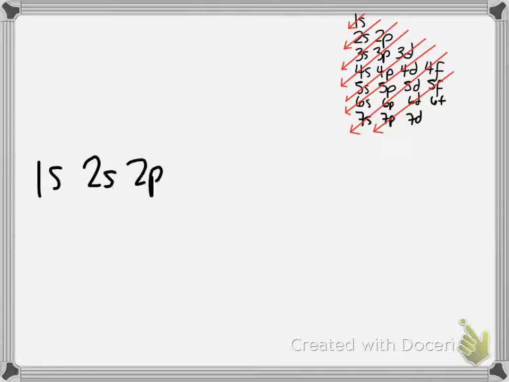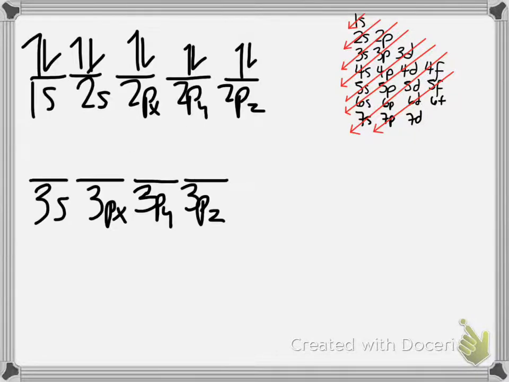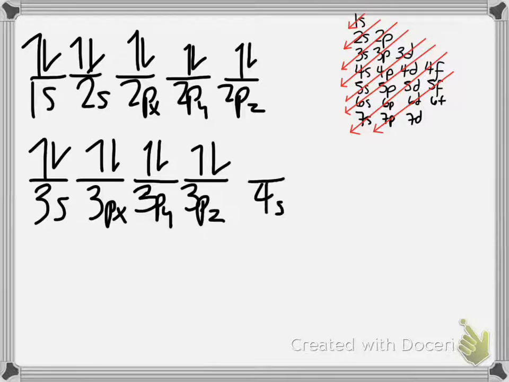All right, so 1S, 2S, 2PX, 2PY, 2PZ. Let me pause this. Okay, so we've got our first 10 filled. We're up to 2PZ. What fills next? 3S. Okay, so we're going to put electrons in there. And that fills. And what fills after 3P? 4S. There she blows. So we have 4S, 1, 2. So we've got 2, 4, 6, 8, 10, 20. So I've now got 20 electrons. Only 66 to go.